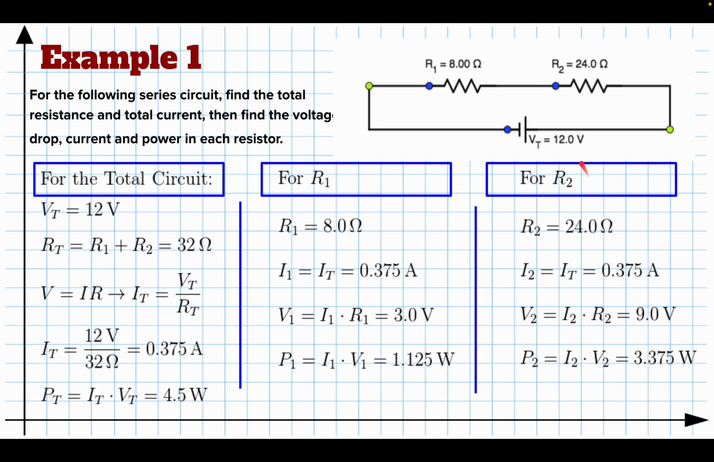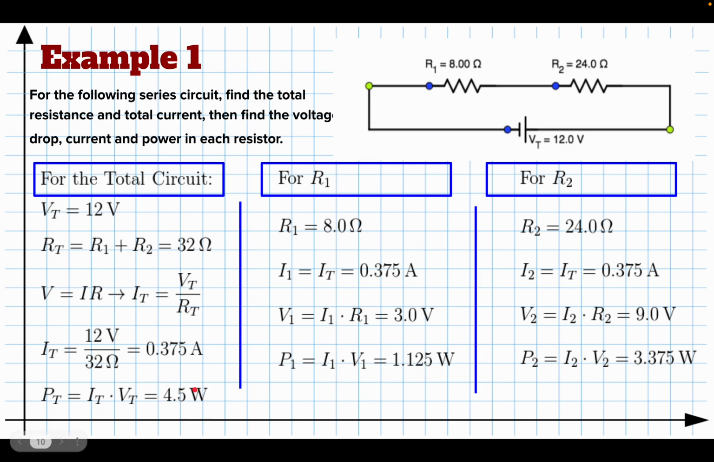We said that if we gain 12 volts, sooner or later we've got to lose 12 volts. Well, in R2 we lose 9 volts, and in R1 we lose 3 volts. 3 plus 9 add up to 12, which is what we started with. You can also check the power. If resistor 1 loses 1 and 1/8 of a watt, and resistor 2 loses 3 and 3/8, you can add those together, and that's 4 and 4/8, or 4.5 watts. So the power should also add up.